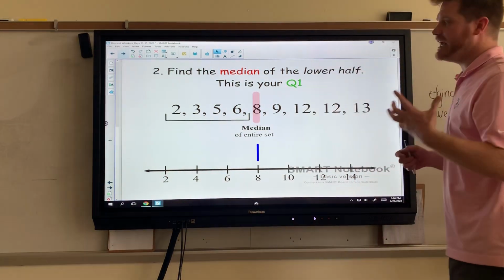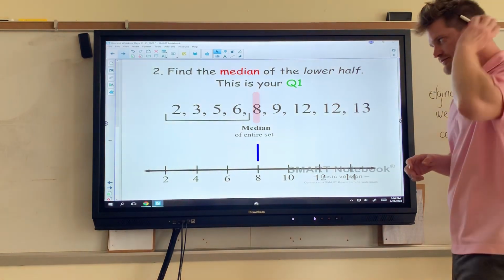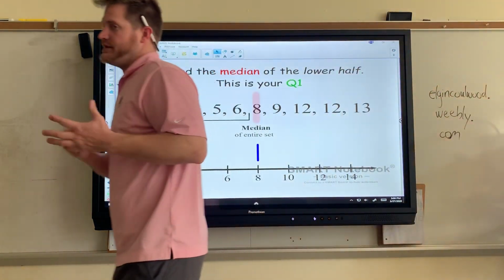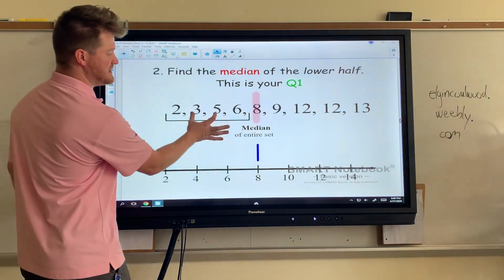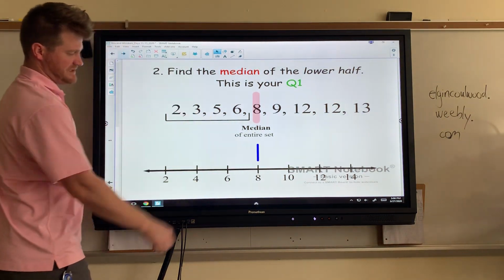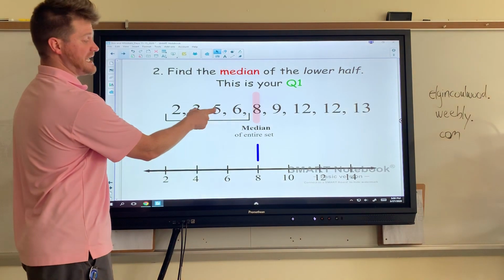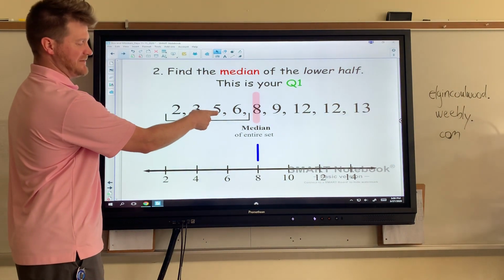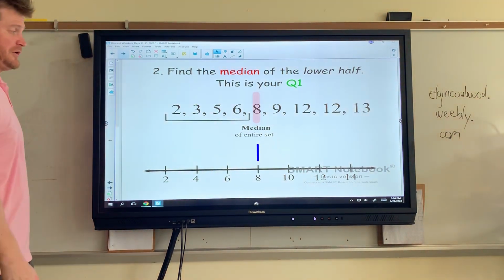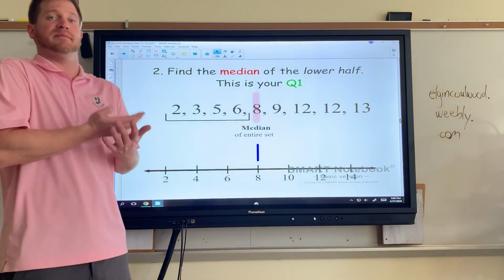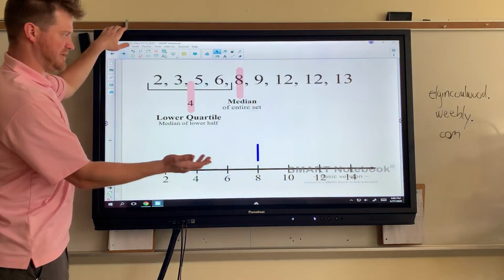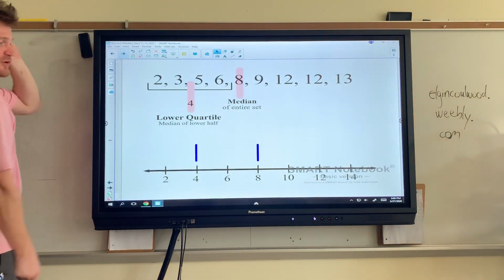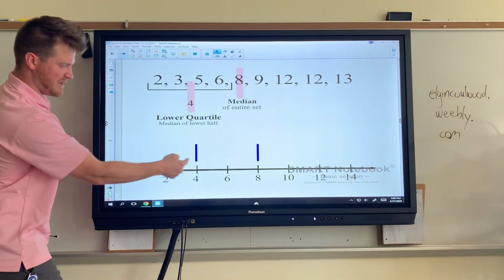Well, you can only have one median. So we can't use the numbers 3 and 5 for our median. So in order to find this, we have to add these two up and then divide by 2. So 3 plus 5 is 8. And then 8 divided by 2 gives you 4. And it makes sense because median means the middle number. Ask yourself, what is in the middle of 3 and 5? It's going to be 4. So 4 is quartile 1. That's where that box begins.